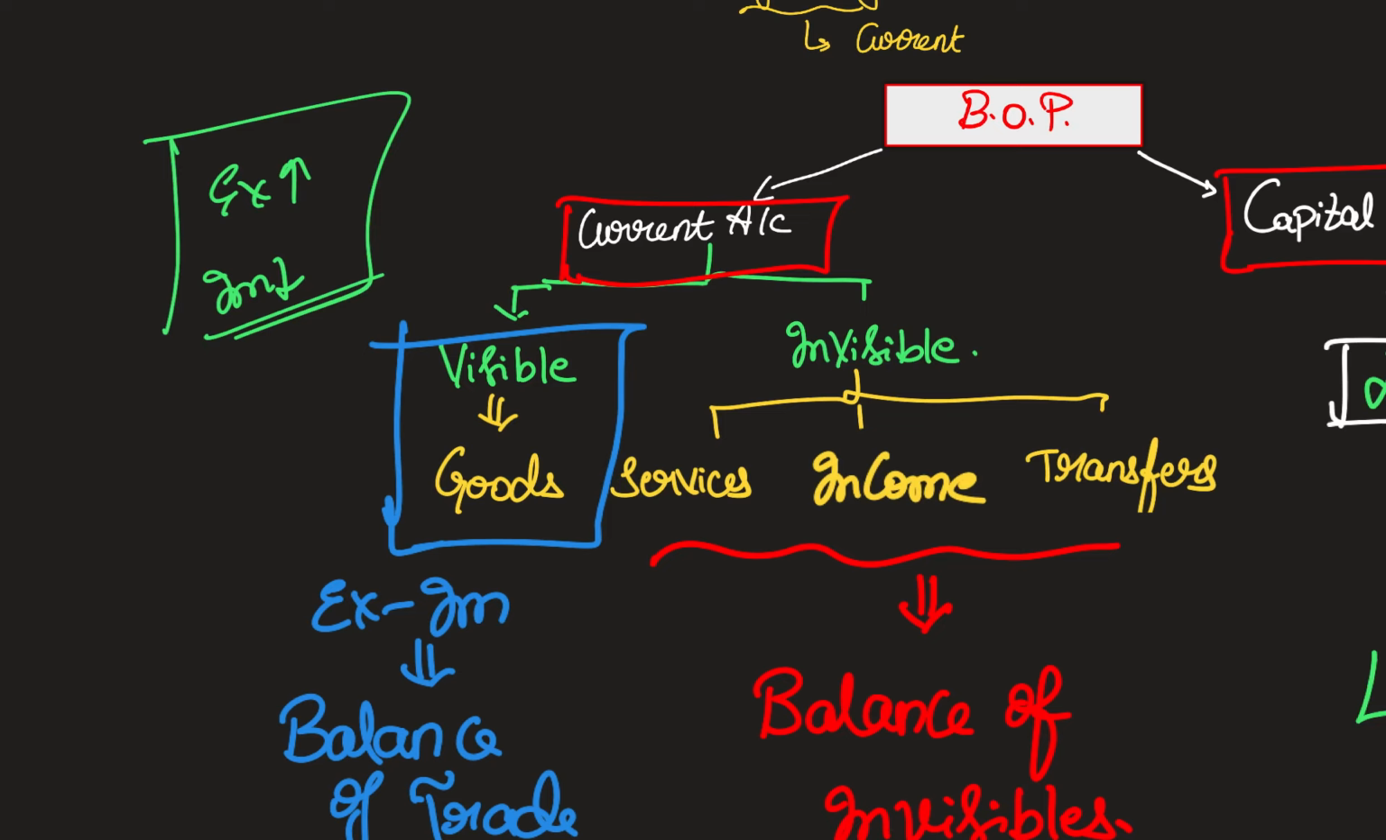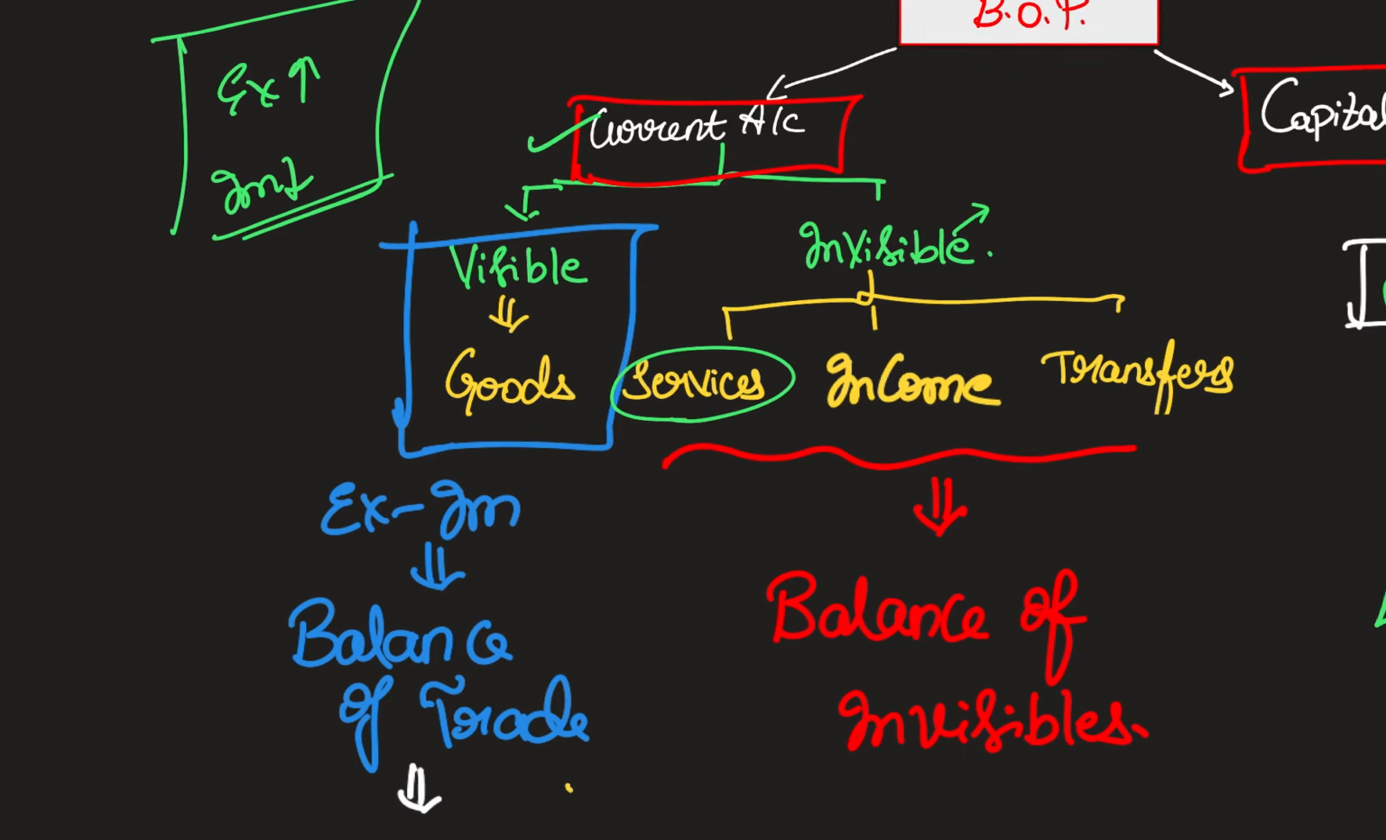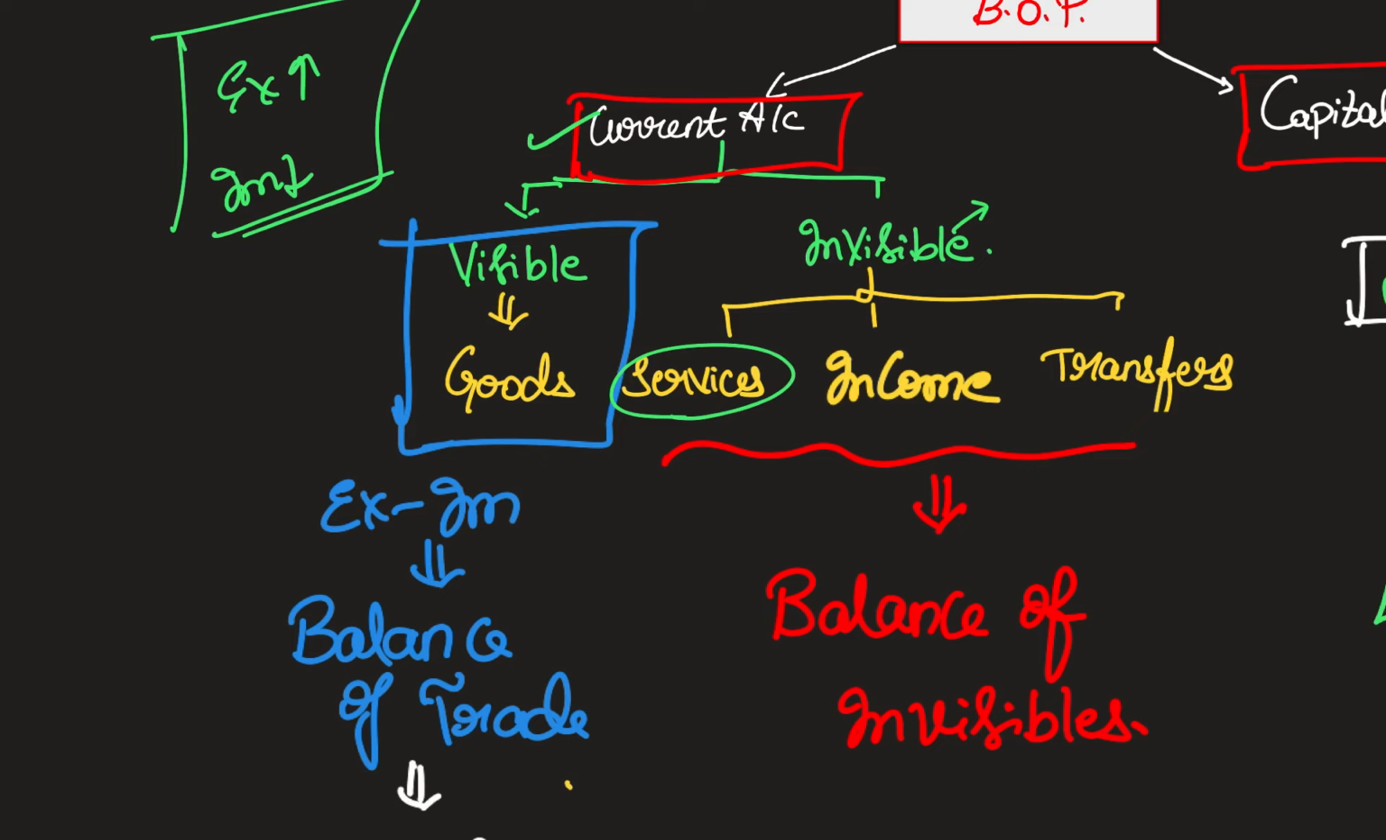When you're talking about current account, you can further categorize it into visible and invisible. Invisible because they're not tangible, that you cannot feel them directly. For example, a software service, you cannot quantify the software service just like you can quantify goods. They can only be valued at a certain price. So, the visible part of the current account is nothing but the goods which are transported across countries.